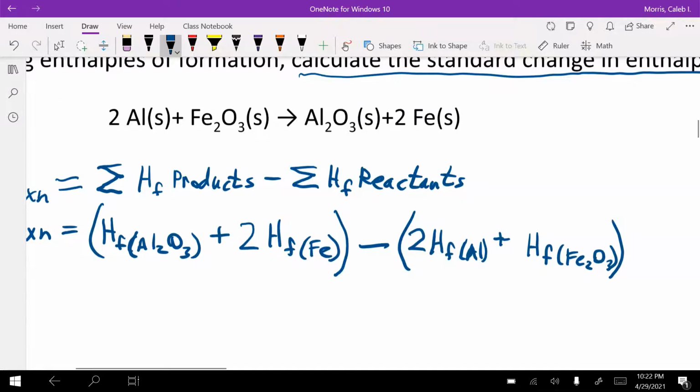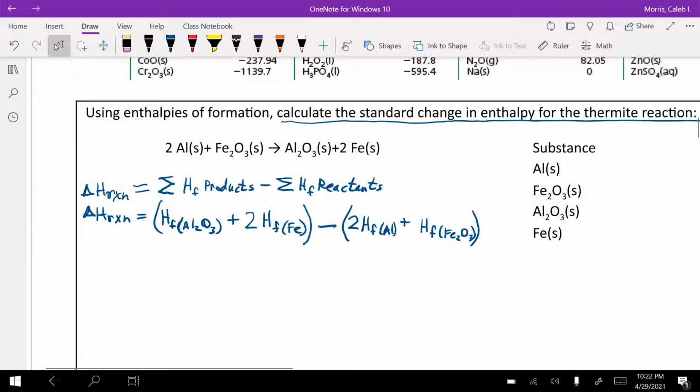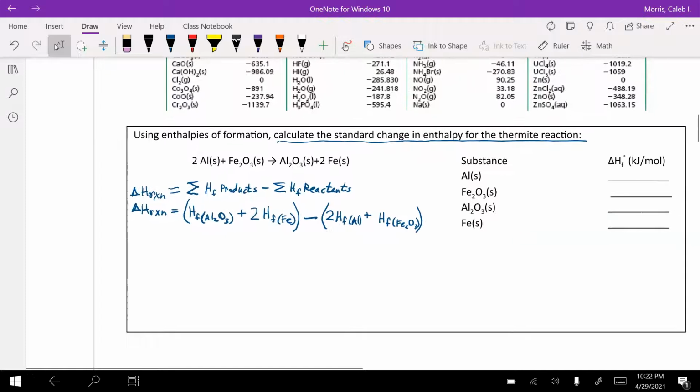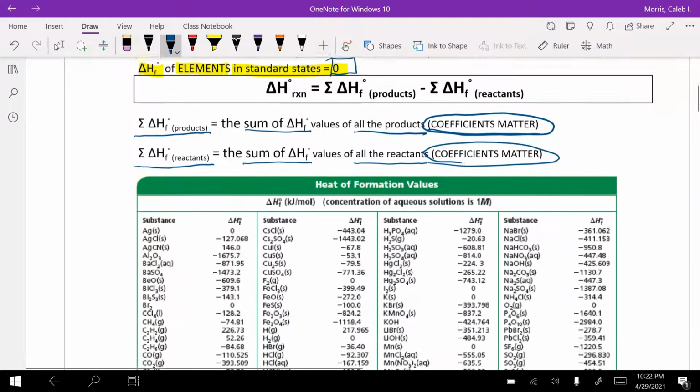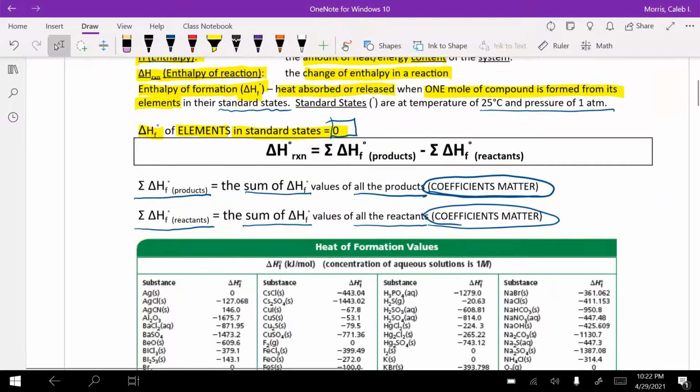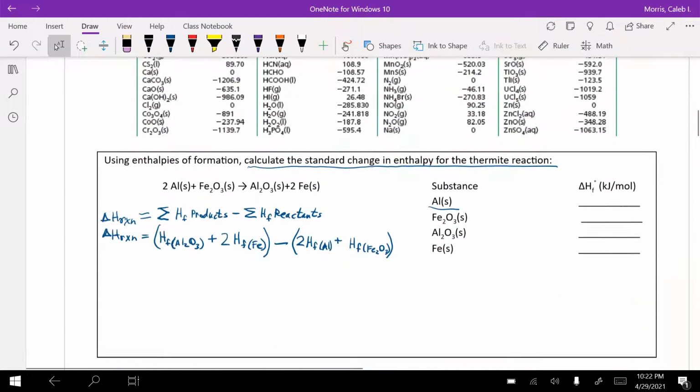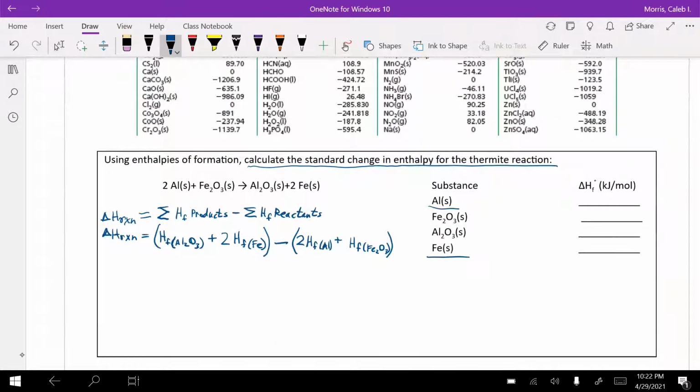A couple of things for you to notice when you're looking at problems like this. A lot of times it's a lot more simple than it looks. I see aluminum as a solid. Well, that's a single element by itself. An element in its standard state is 0, remember? So aluminum and iron, their enthalpies are just 0. That's going to make our math a lot easier.